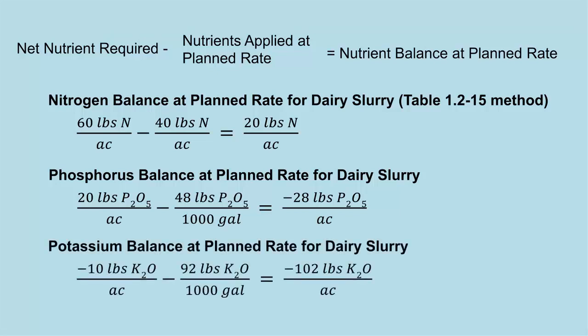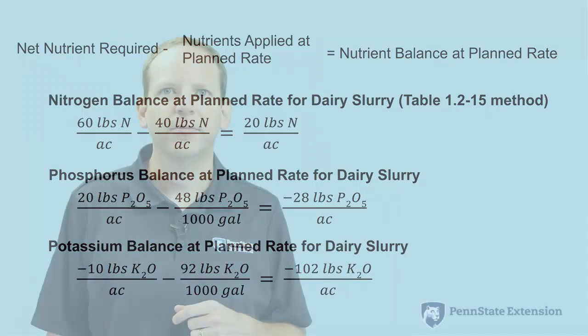For K2O, we subtract 92 pounds K2O per acre from an already negative 10 K2O in the net crop requirement, for a total negative of 102 pounds K2O per acre. The negative indicates this is an excess amount of K2O applied.